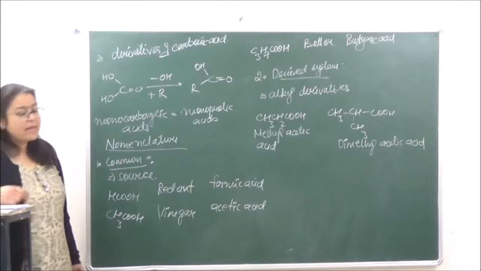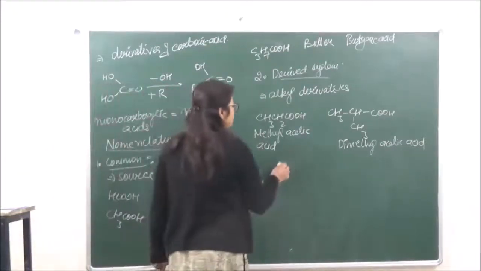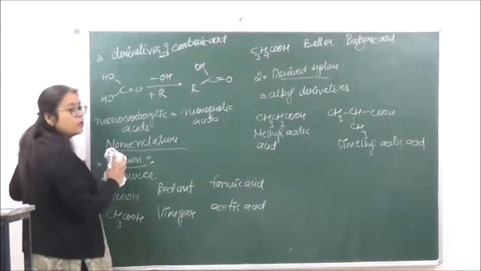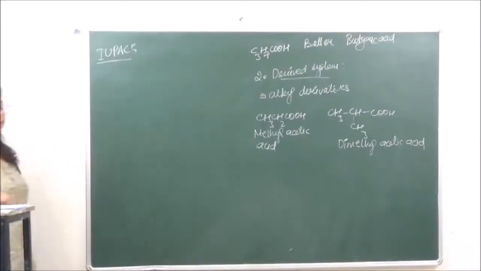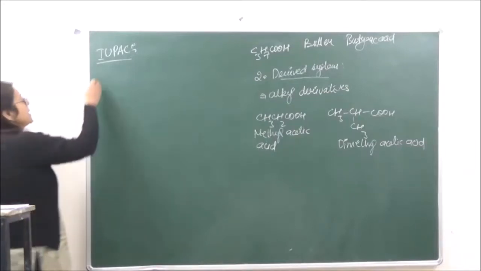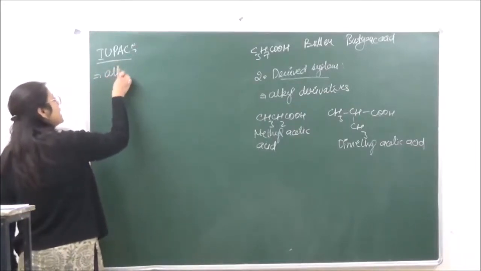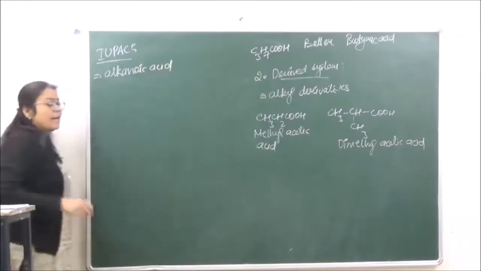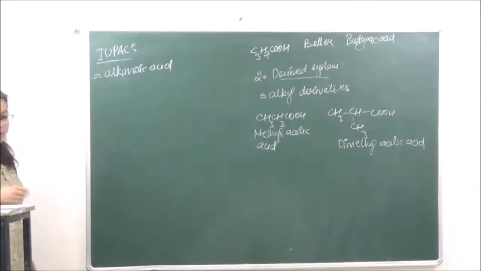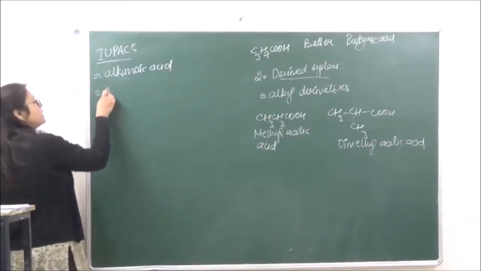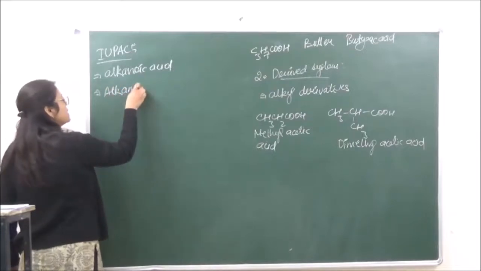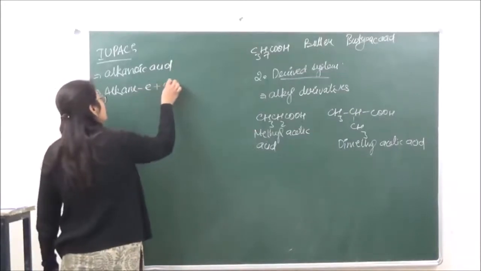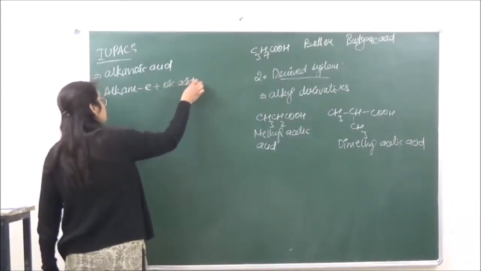Then we have another system, the most important one, which is the IUPAC system of nomenclature. According to the IUPAC system, the acids are named as alkanoic acid, which means alkane minus E plus oic acid.